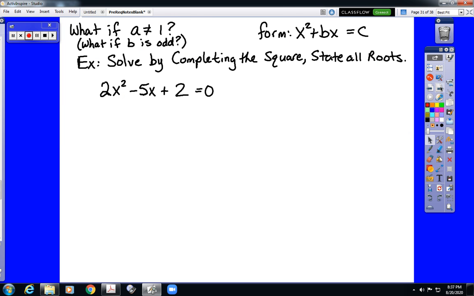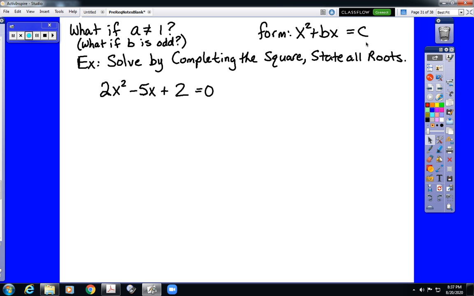Okay, here in our third video for completing the square, we're going to look at the situation where a is not equal to 1 or if b is an odd number. Now, nothing really changes here. We still have to be in the form x squared plus bx equals c to complete the square.